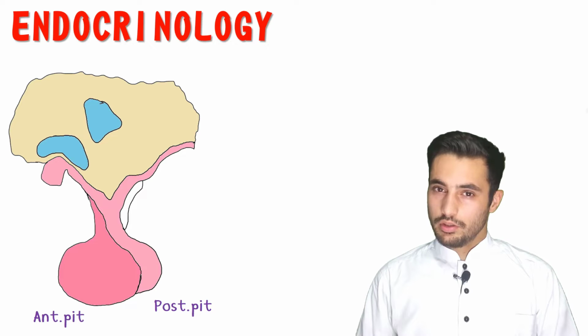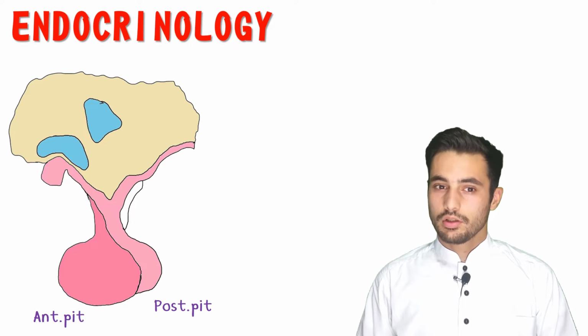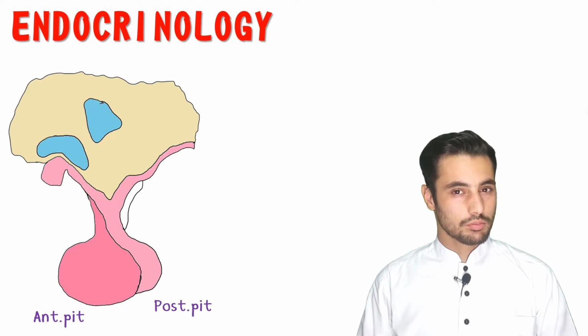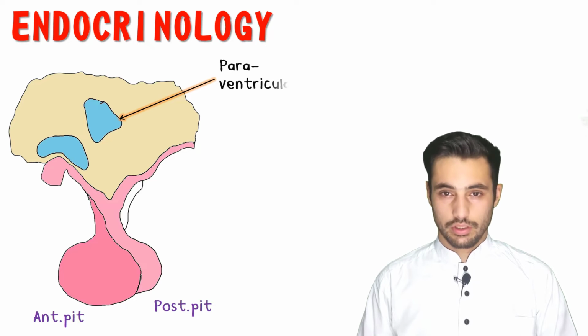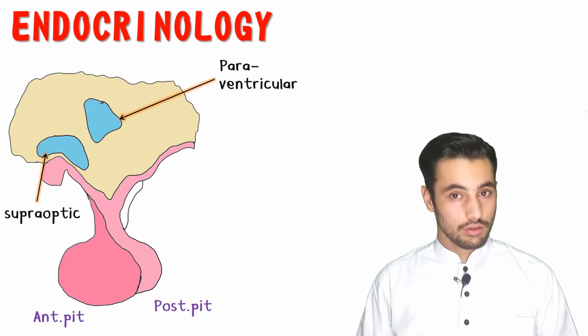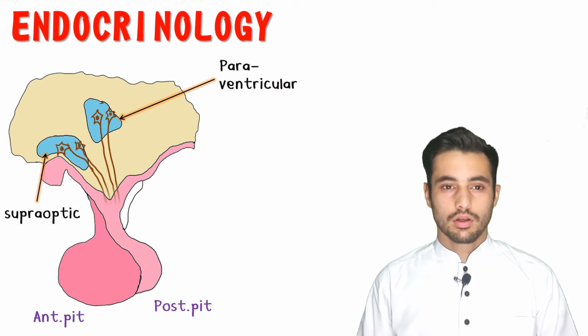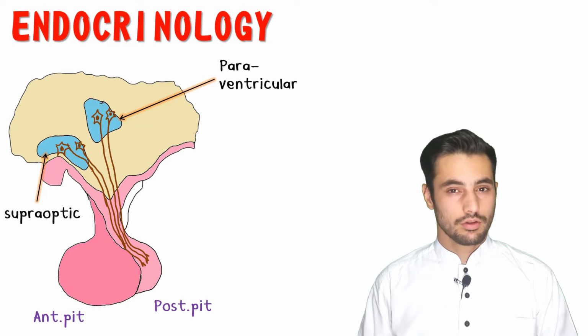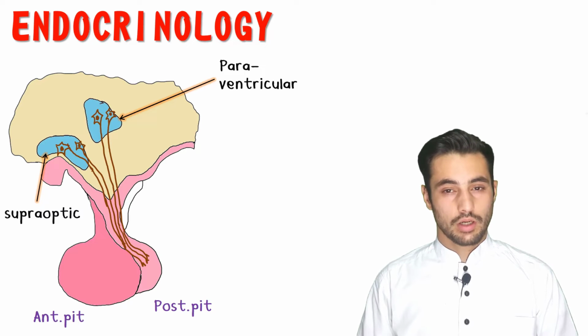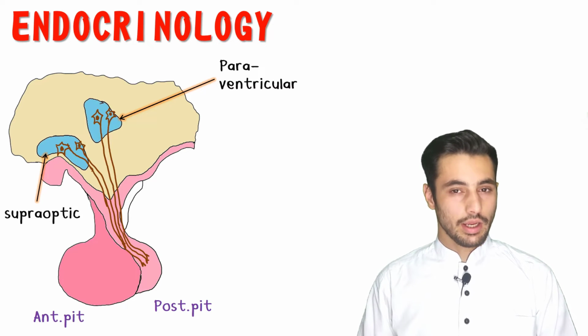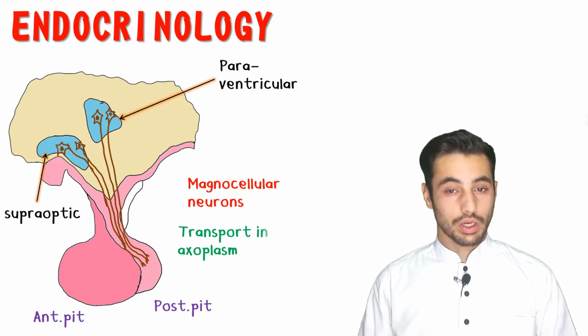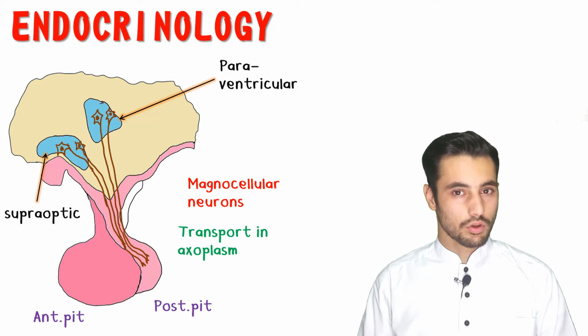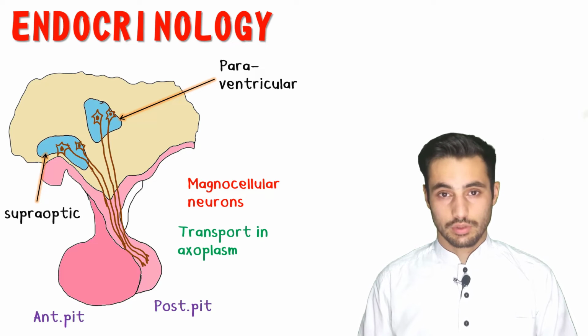Now, the neurons which will secrete the posterior pituitary hormones are the magnocellular neurons, and their cell bodies are located in the paraventricular and the supraoptic nuclei. Now these 2 nuclei are located in the hypothalamus. The magnocellular neuron cell bodies are in the nuclei, but their axons, or the terminal portion, will travel towards the posterior pituitary and release the hormones. The magnocellular neurons transport the neurohormones in the form of axoplasm.